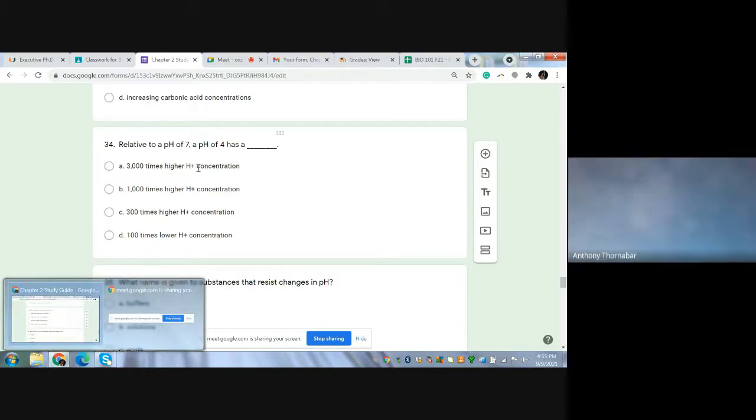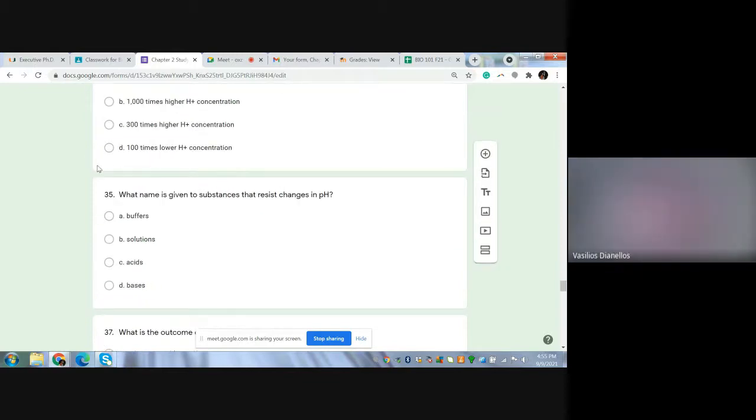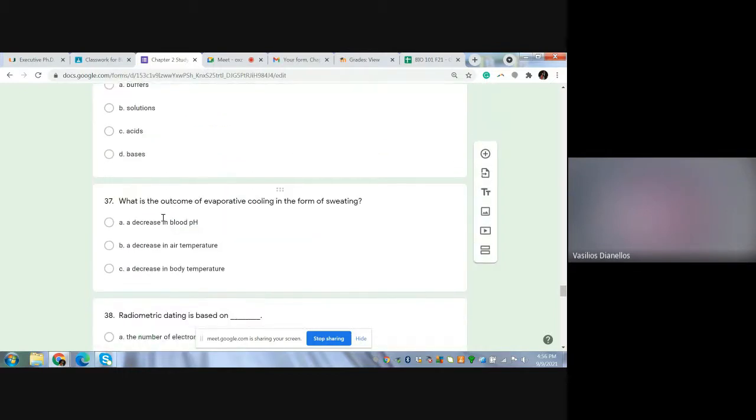Yep. Roger that. All right. Number 35. What name is given to a substance that resists changes in pH? That's just buffers. You should know that. We talked about that in the lab, even though our experiment didn't really work out for us. What is the outcome of evaporative cooling? You should know that. Basically, why do you sweat? To cool yourself down. It decreases the body temperature.